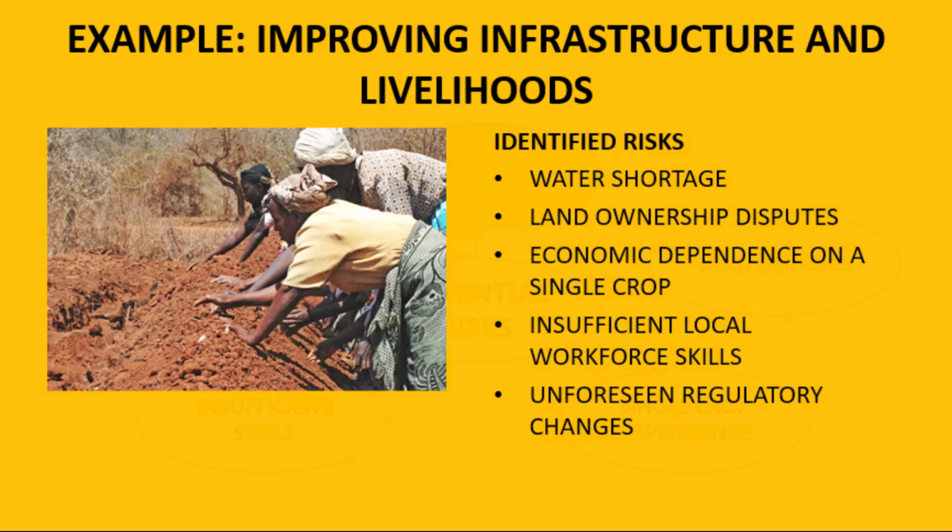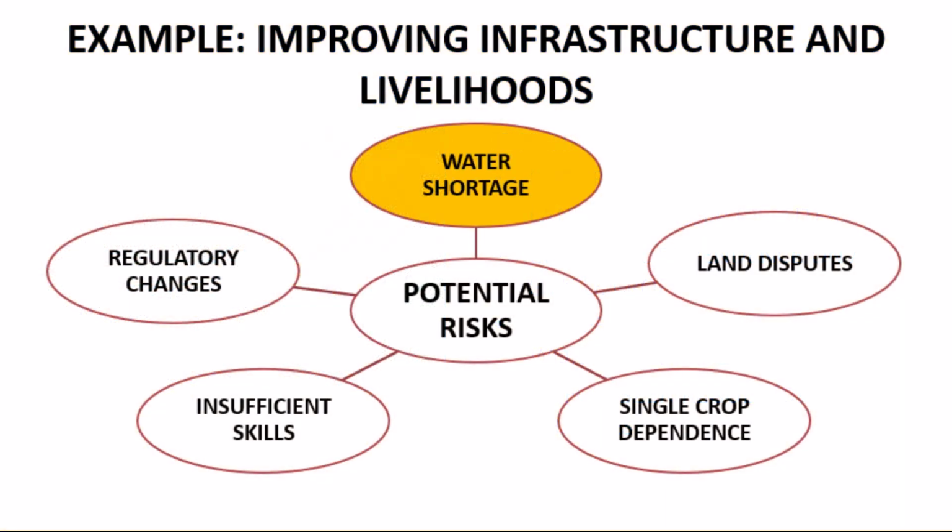The likelihood of water shortage is high. This is due to the region's historical patterns of recurring droughts. The impact also is very high, a threat to agriculture, a threat to livestock, and a threat to community well-being. Our assessment then is as follows. The project's success in improving livelihoods is heavily dependent on water availability. This combination of high likelihood and very high impact means this risk is a high priority.